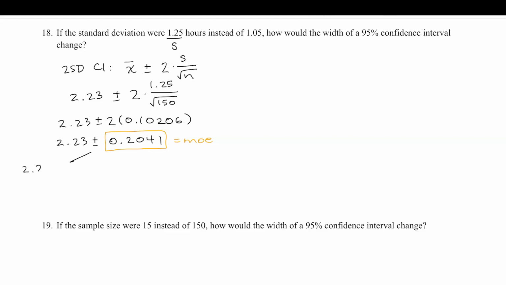Then I'm going to do the plus and the minus. I do the minus on the left and the plus on the right. So I take my statistic and subtract the margin of error, and I take my statistic and add the margin of error. And when you do the subtraction, you should get 2.0259. When you do the addition, you should get 2.4341. And that is our confidence interval, our 95% 2SD confidence interval.